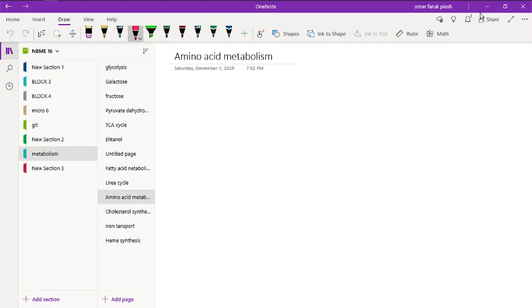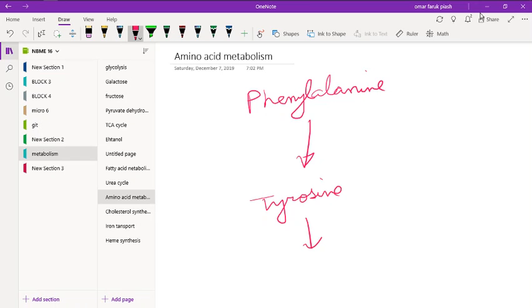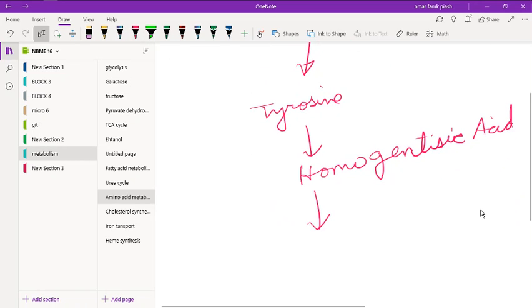First of all, in amino acid metabolism, you have to consider that phenylalanine is converted into tyrosine. Then tyrosine is converted into homogentisic acid. Then this homogentisic acid is further converted into maleylacetoacetate.